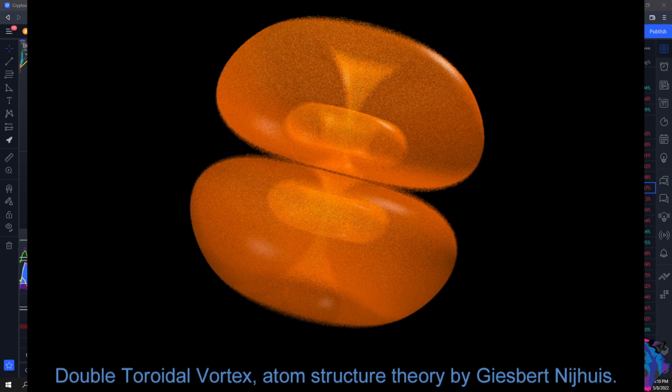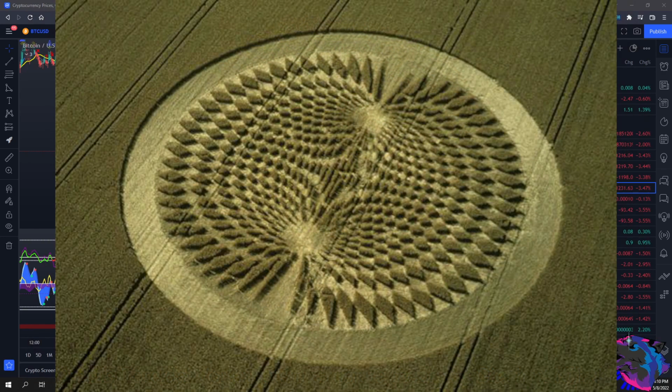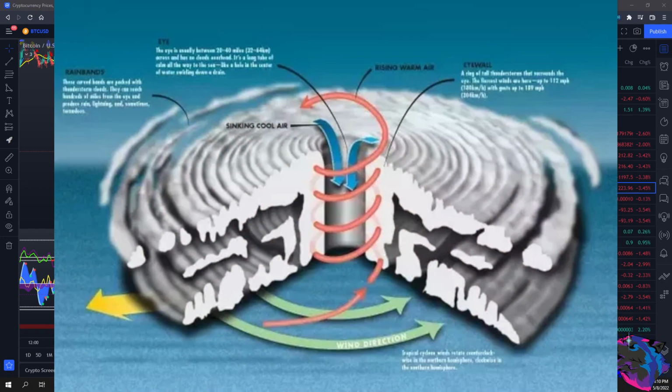I've heard it postulated that the fields around individual atoms themselves are toroidal shaped. And even these little guys, which I'm not going to get too deep into, but there are plenty of interesting ones out there, and they are all, maybe not all, but most of them, based on toroidal shapes.